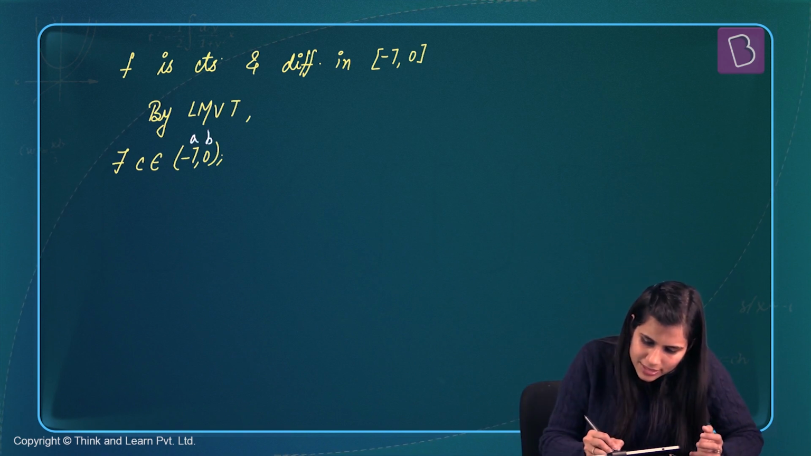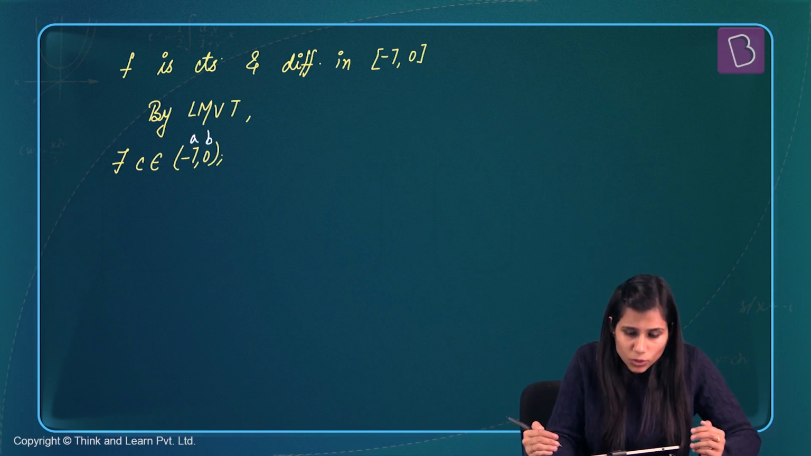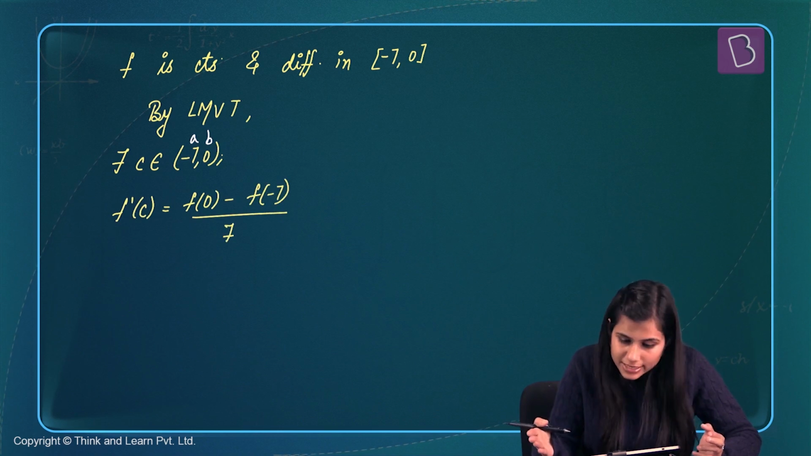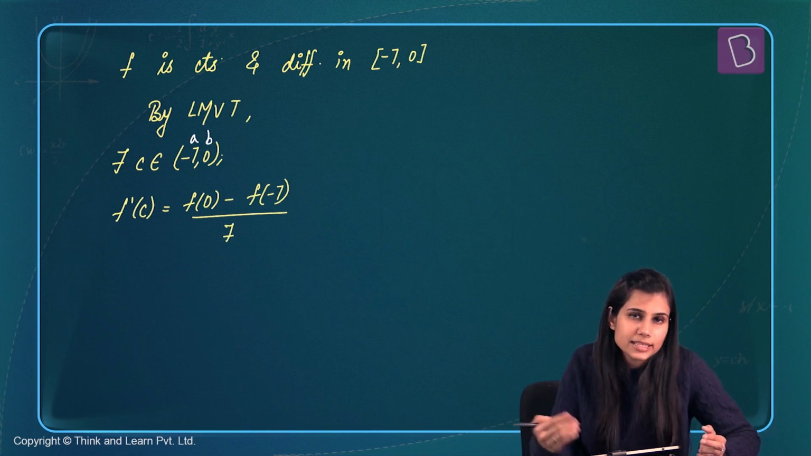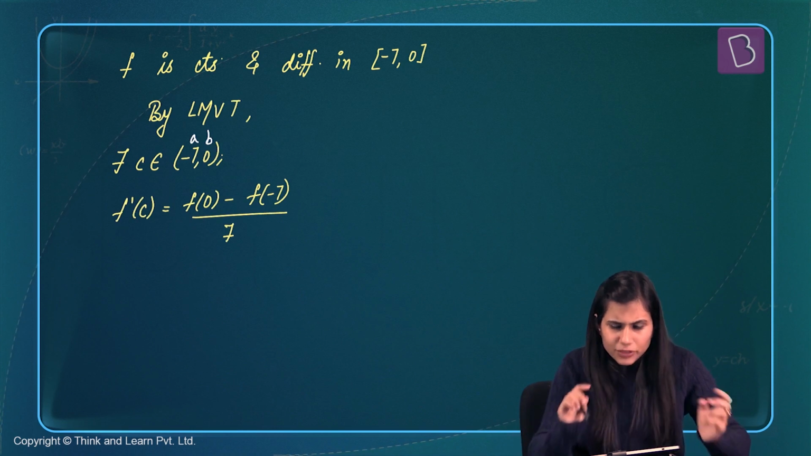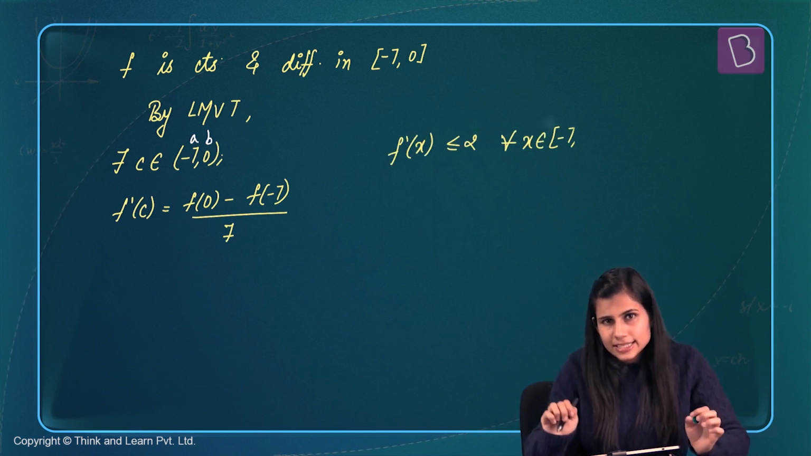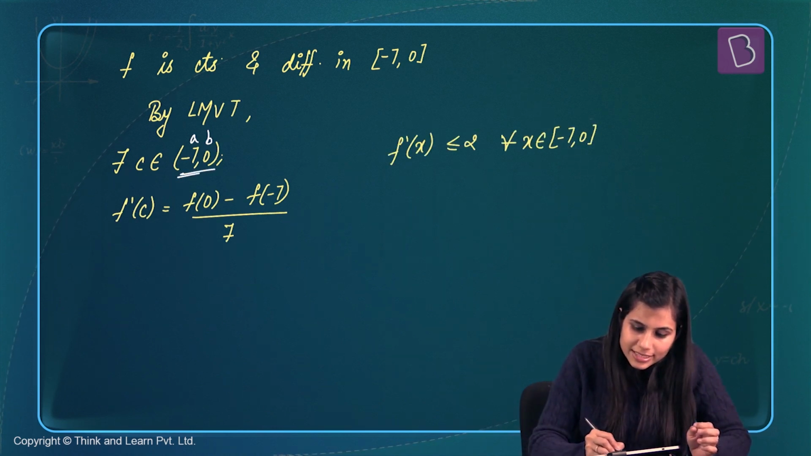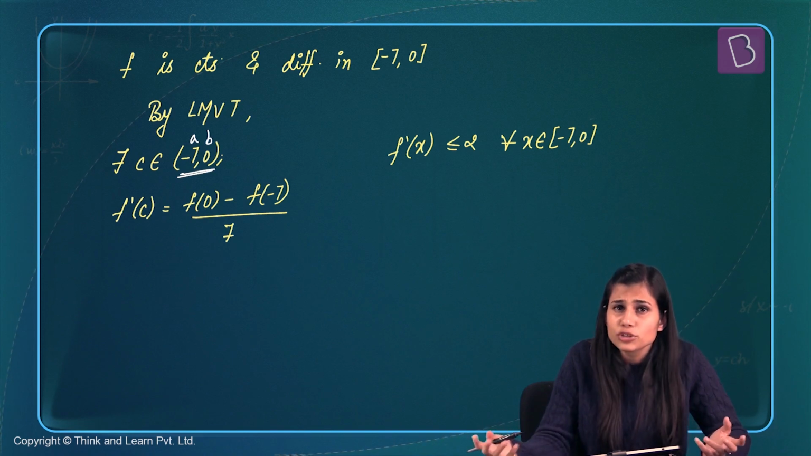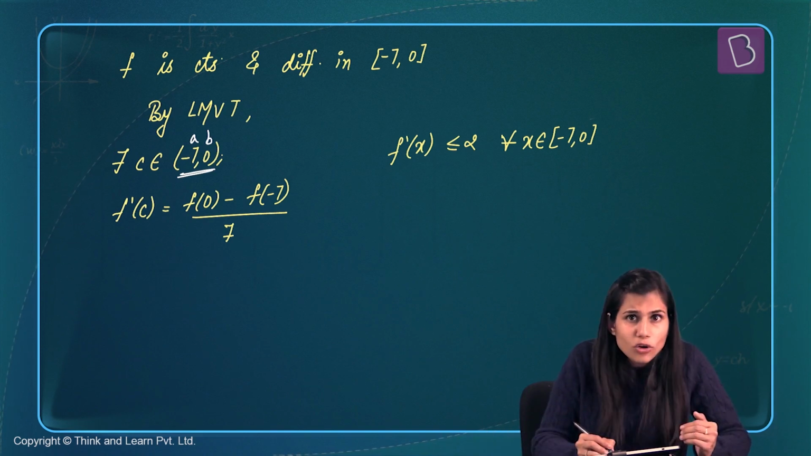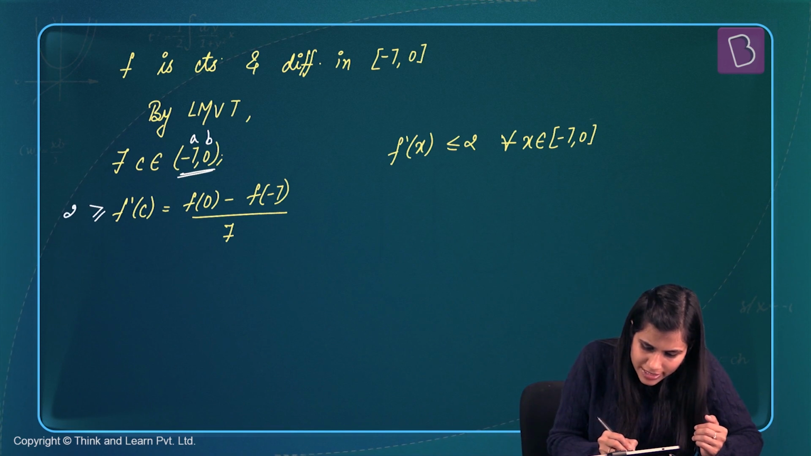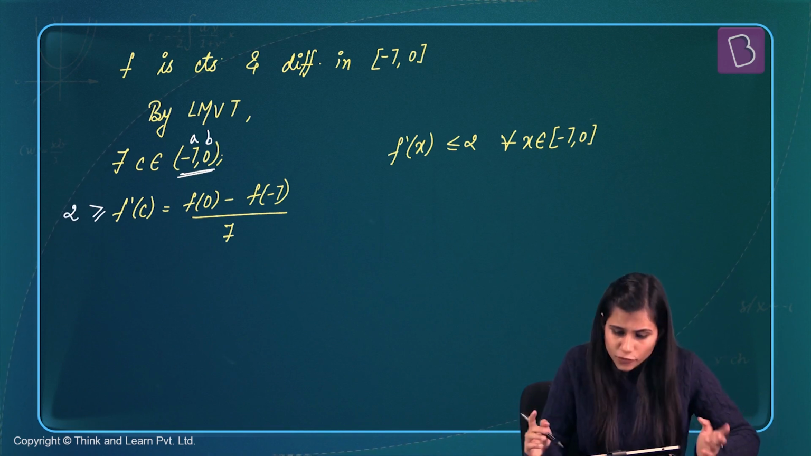So this is my a, this is my b. So when I substitute, what do I get? F of 0 minus f of minus 7 upon 0 minus minus 7, that is 7. Right. Now the condition was that f dash x is less than or equal to 2 for every x in this interval, in fact, the minus 7 to 0 closed interval. Now the c is also belonging in here. So f dash c is also less than or equal to 2. Right? So from here, what do you get?